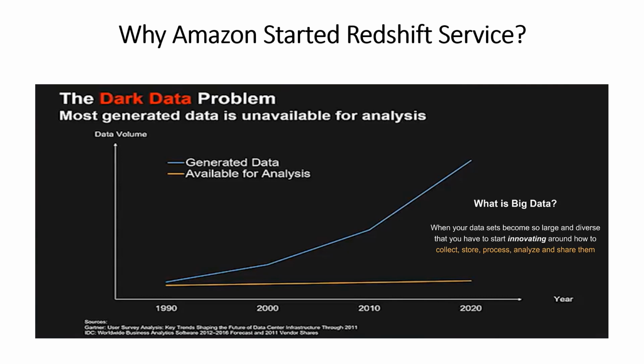Now the question is, why did Amazon start the Redshift service? Reality is, it's easy to generate data. We can store all data in S3 up to exabytes. Looking at the chart below, it shows that most of the generated data is unavailable for analysis. This is called the dark data problem, and solving this problem was the motivation for Amazon to start Redshift, and later on Redshift Spectrum. Of course, Redshift is another data warehousing solution. However, the main goal was moving data that were too massive, too slow, and therefore expensive to grow and maintain.